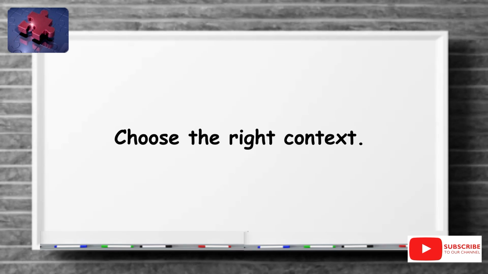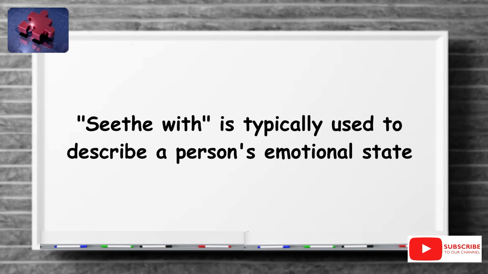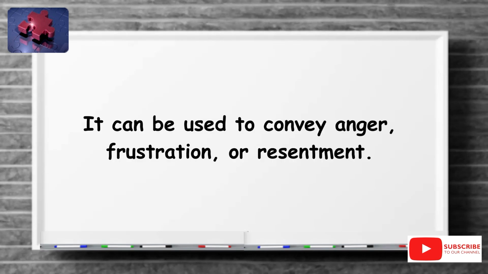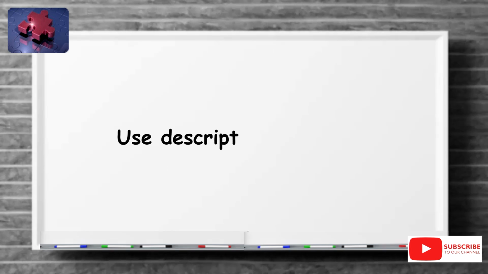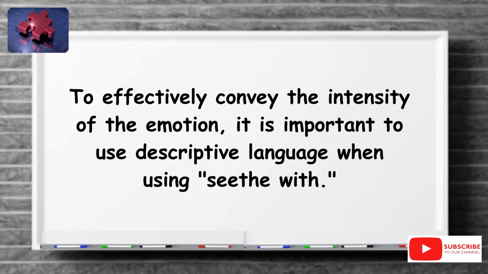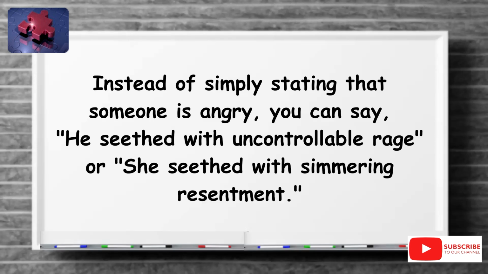Choose the right context. Seethe with is typically used to describe a person's emotional state. It can be used to convey anger, frustration, or resentment. Ensure that the context of your sentence aligns with these emotions. Use descriptive language. To effectively convey the intensity of the emotion, it is important to use descriptive language when using seethe with. Instead of simply stating that someone is angry, you can say, he seethed with uncontrollable rage, or she seethed with simmering resentment.